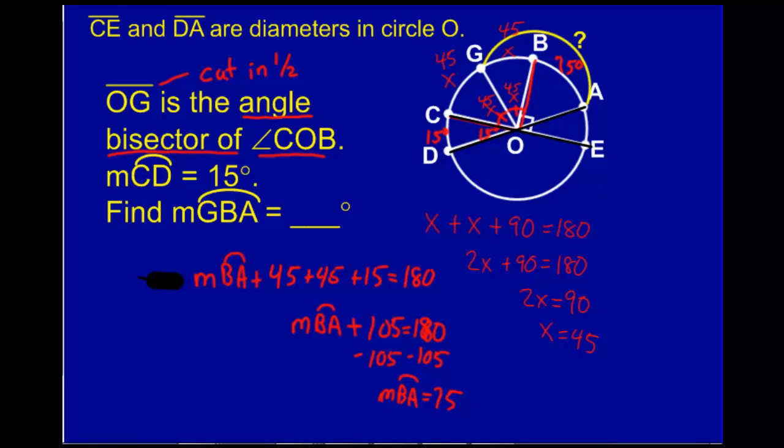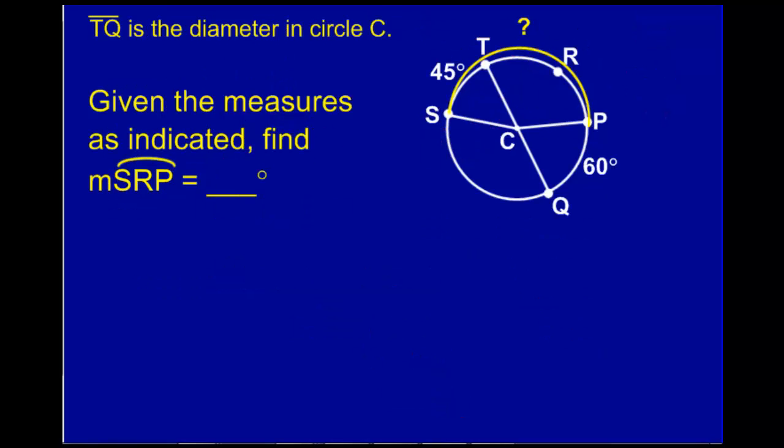Now, to get GBA, we want to add those two together. So 45 plus 75 is 120 degrees. All right, and we've got some more, but let's do one more, and then we'll call that good there.